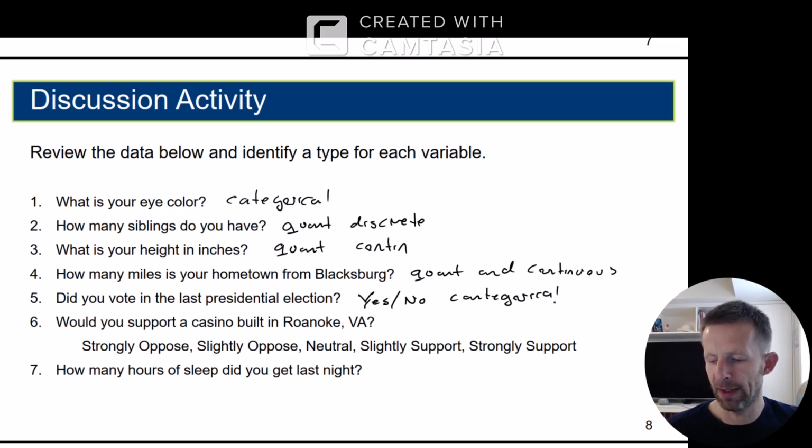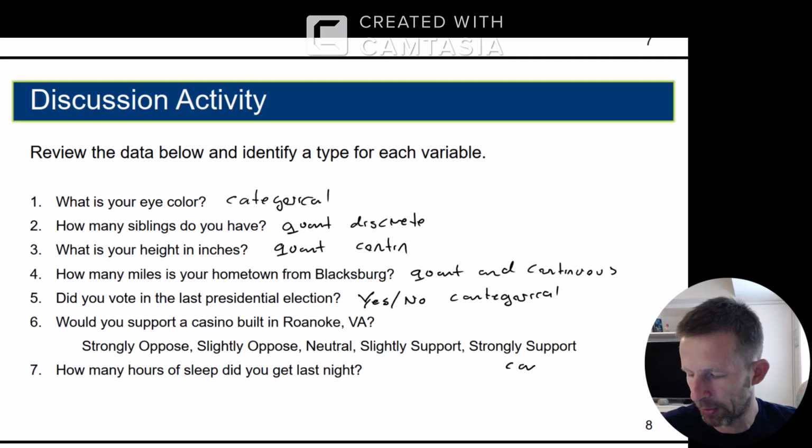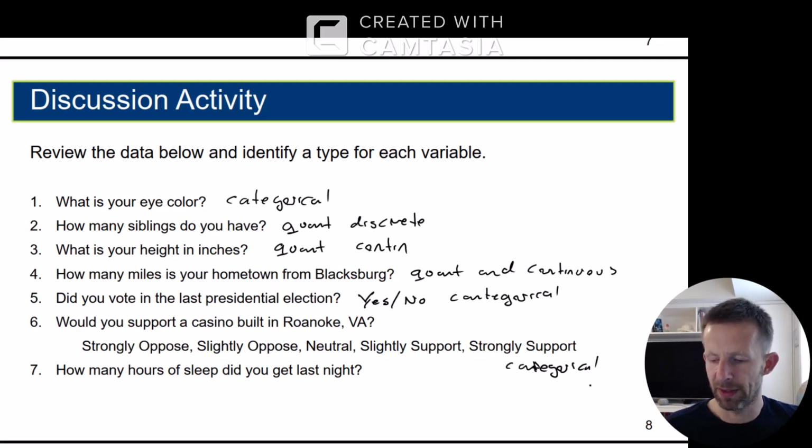Would you support a casino built in Roanoke, Virginia? Strongly opposed, slightly opposed, neutral, slightly support, strongly support. This again would be categorical. How many hours of sleep did you get last night? This would be quantitative and continuous.